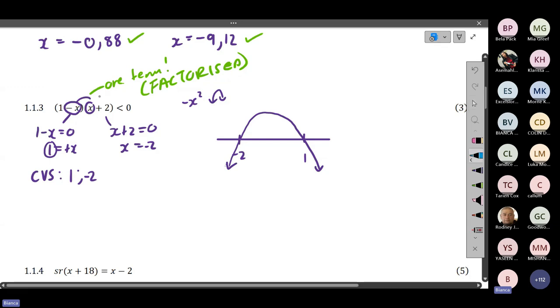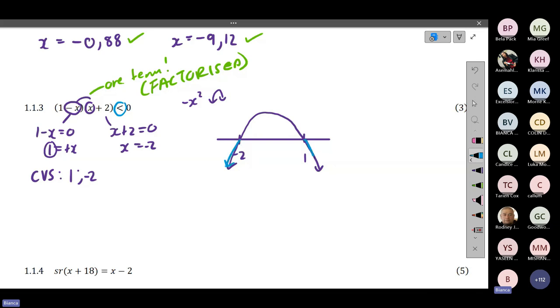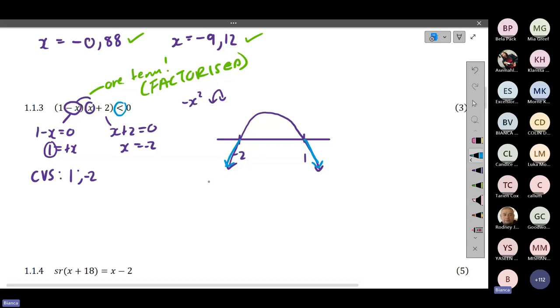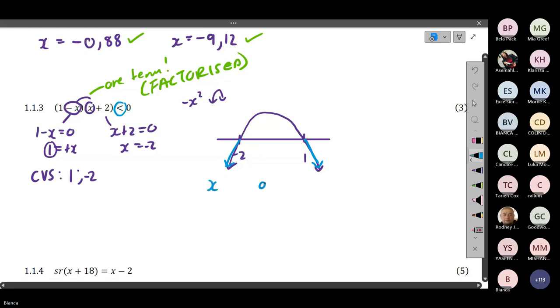The question is asking, where is it negative? So below the axis. So there and there. Remember what I said, if there's two separate branches like that, you have two separate answers. And what word always goes in the middle? Or. You say x less than negative 2, or x greater than 1.